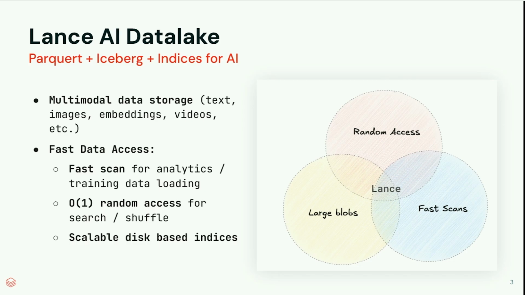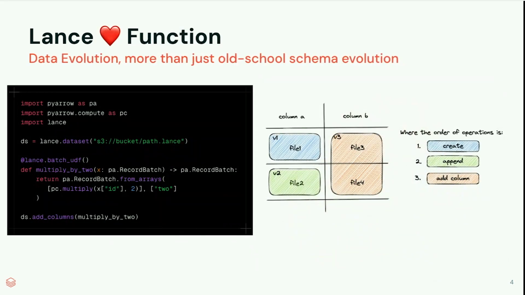And outside of this, we also want to support all kinds of indices to speed up our fast data access. Compared to Iceberg, we have many functions that Iceberg already has, like versioning and schema evolution.